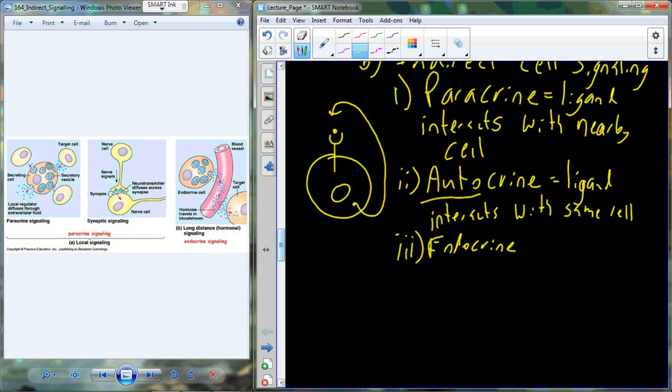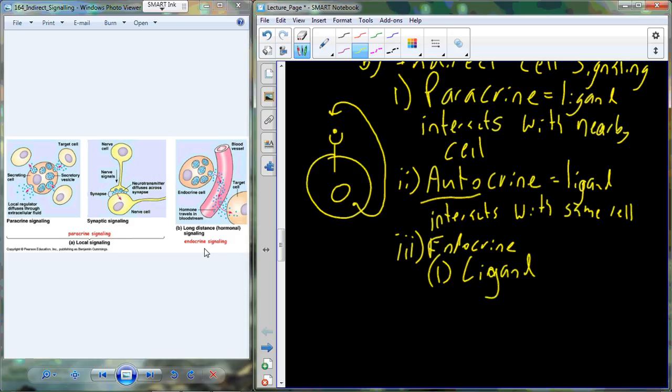Endocrine signaling is the next type of indirect cell signaling. On this figure here, you can see that it's called long distance or hormonal signaling, or endocrine signaling. This is basically the whole purpose of the endocrine system that we have in many different organisms, where you release hormones that act as ligands, they interact with distant tissues to cause those tissues or distant cells to change.